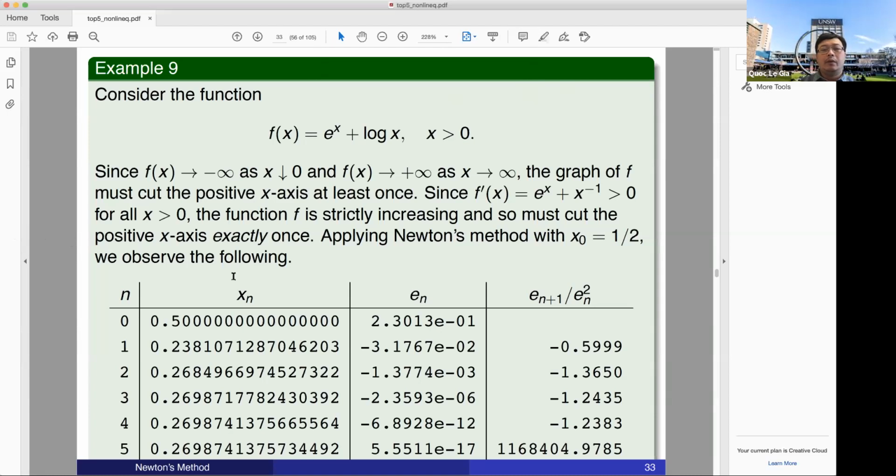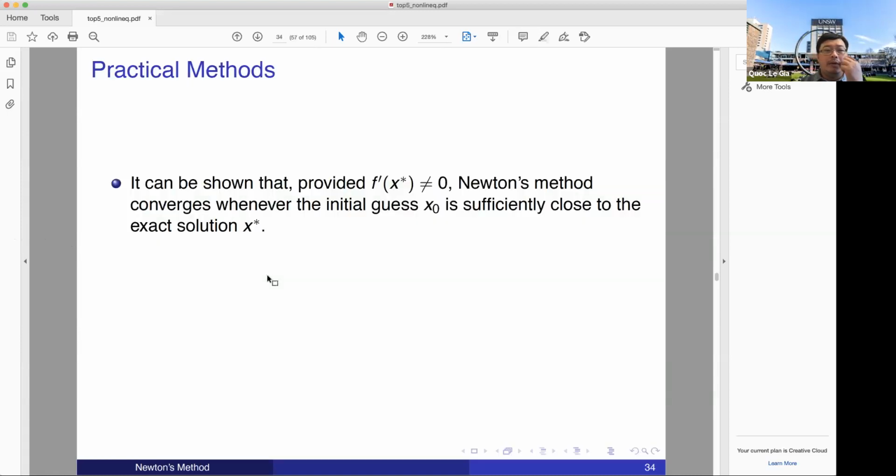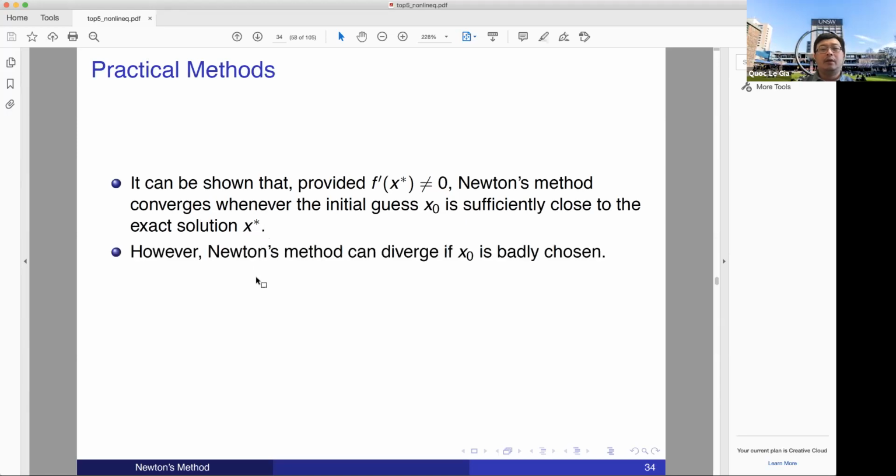So now, this one is about Newton method, but with Newton method there is some issue about the initial guess. If the initial guess is not very close to the exact solution, then you might not have good convergence. So choosing the initial guess is very important.